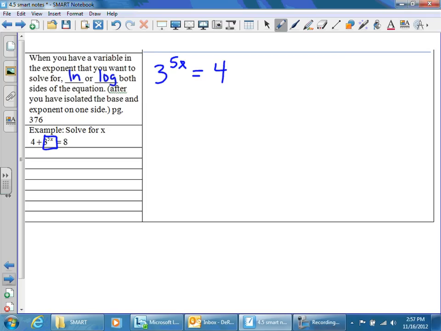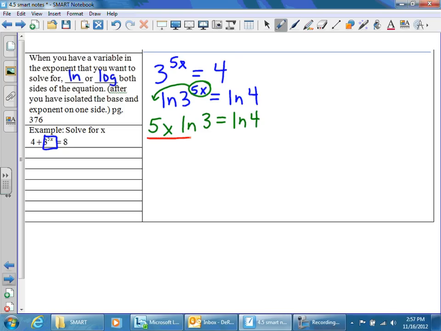Now that I have the part that has the variable in it isolated, now I can log or ln both sides. I prefer to ln. And why did I do that? Because now I can use my ln rule that says when I have an exponent, I can bring it down in front. So now 5x is no longer up in the exponent, and I can solve for x. So what do I need to do to solve for this x? I need to divide by the 5 and the ln of 3 on both sides.